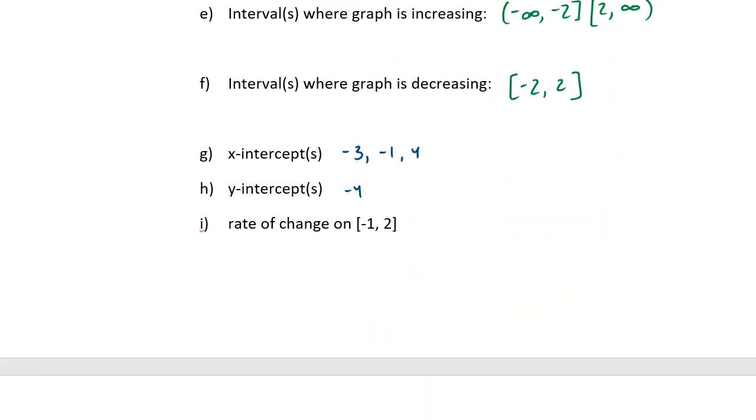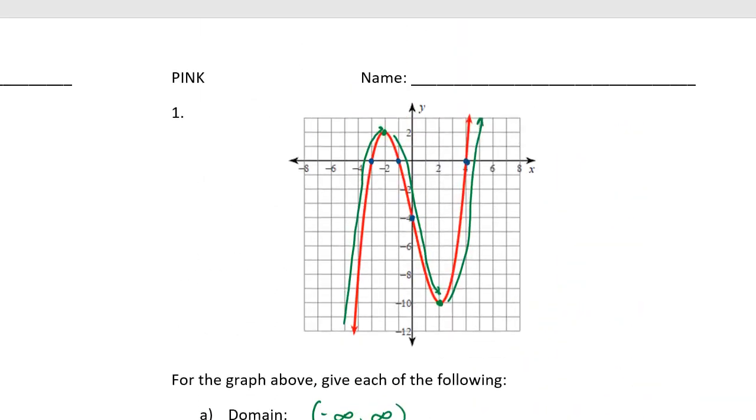Now it says find the rate of change on the interval from negative 1 to 2. So I want to figure out what are the coordinates at negative 1 and at 2. So those are two separate points. So negative 1 is right here at negative 1, 0. And when x is 2, y is right here. So we're finding the slope, basically, or the rate of change between just those 2 points.